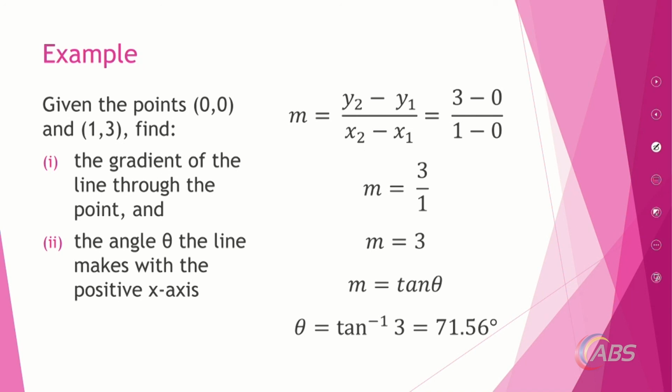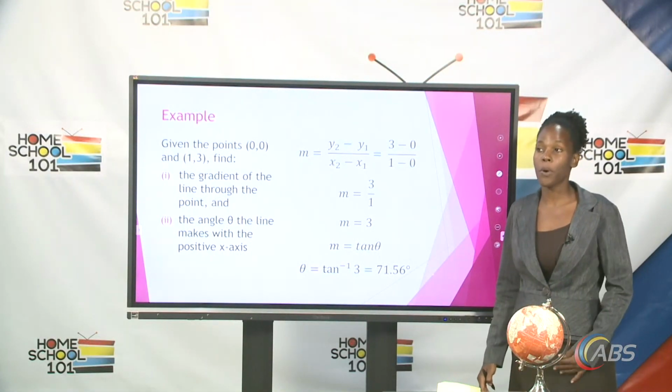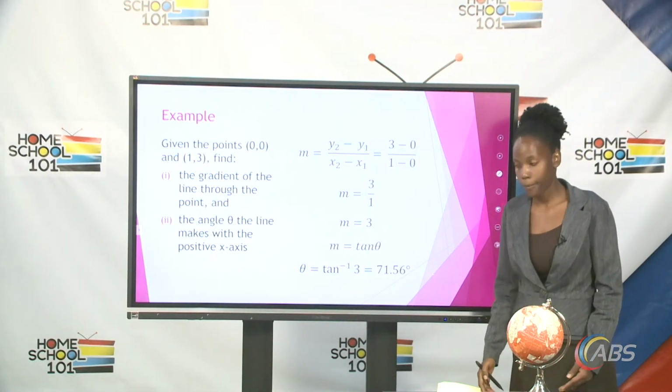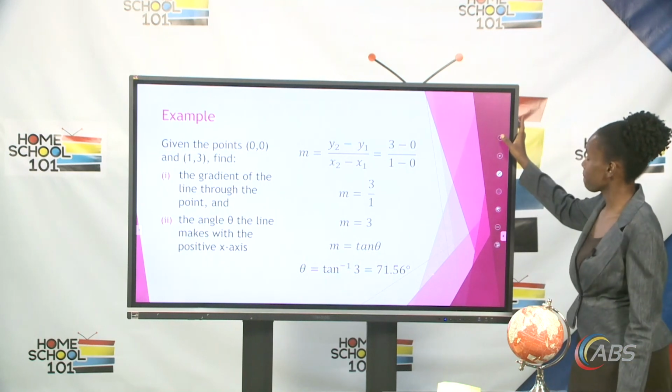We are told that the gradient is equal to the tangent of the angle. So therefore, to find what the angle is, we need to take the inverse, tan inverse of our gradient. So therefore, theta is equal to tan inverse of 3. Substitute this in your calculators and you end up with a value of 71.56 degrees.